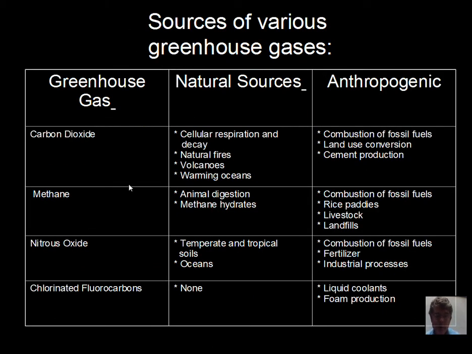So some of the sources we have for carbon dioxide: plants, when they decay. We have fires that release carbon dioxide, volcanoes. There's water around our planet and the Earth that has carbon dioxide in it. As the oceans warm up, they can release that carbon dioxide.